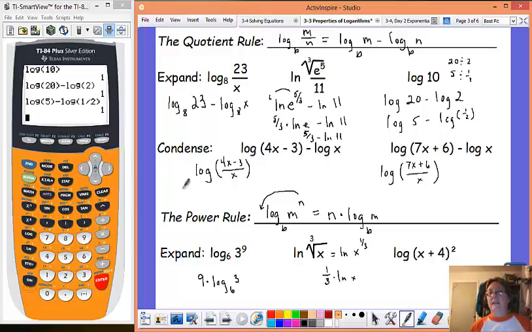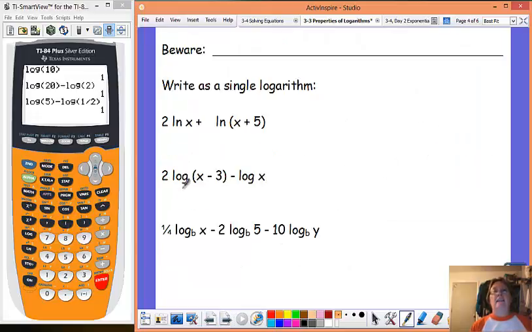Here's another. The exponent 2 comes out to the front, and it would be 2 times the log of x plus 4. Very good. That's as far as we can go on that one. Let's turn the page because I know there's a quick warning for you here. It has to do with that problem that we looked at just the last example.